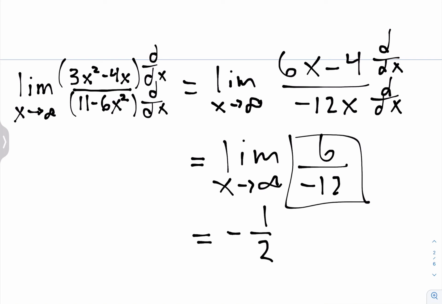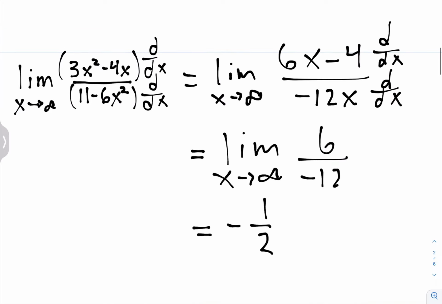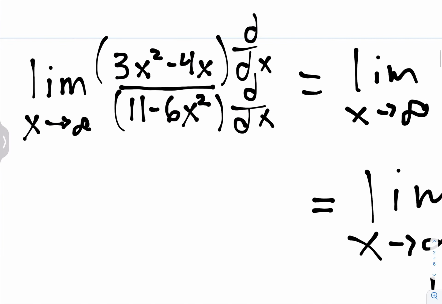So this number here, this fraction, there's no x to substitute in infinity with. So we just get a number, that's going to be our limit. So as this function here gets super, super big in the x direction, it's going to go to negative 1/2 in the y values.